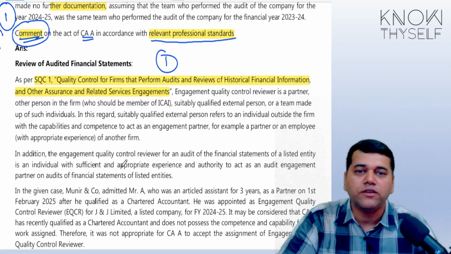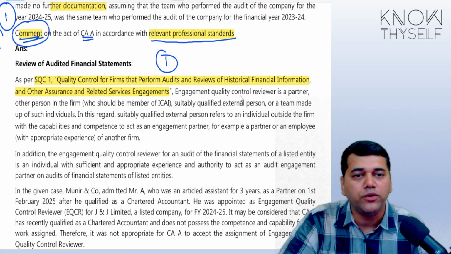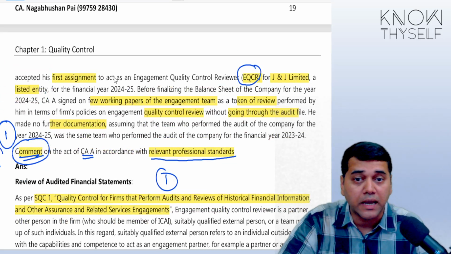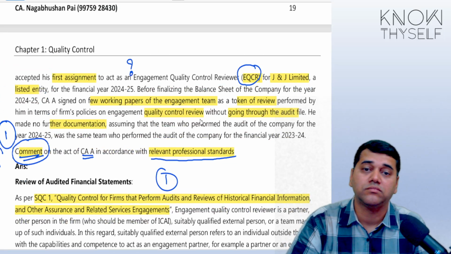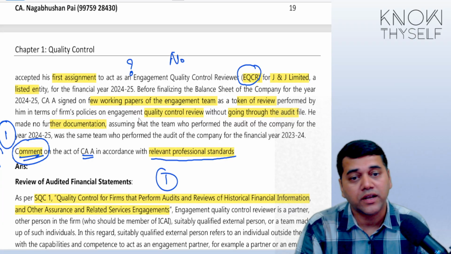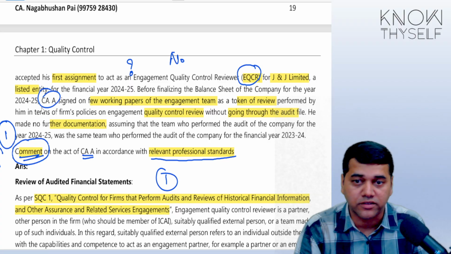Okay, now what is it that you are going to write? So now you will talk about SQC1. Like the first question, can this person be appointed as an EQCR? The answer is no. Why? Who can be an EQCR? Yes, that person should be a CA. Okay, this guy is a CA. That is fulfilled.